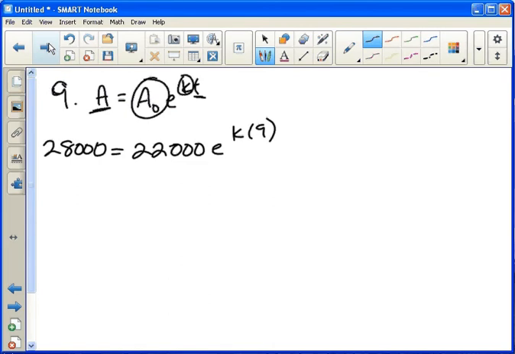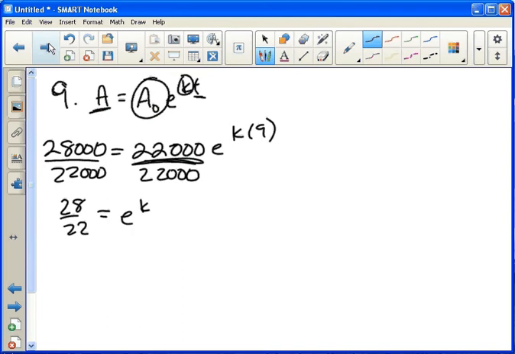So divide both sides by 22,000, and you get 28 over 22. I'm not going to reduce that for right now. To get rid of the e, you take the natural log of both sides. See, I know that reduces to 14 over 11. The natural log and e cancel out. Now I divide both sides by 9.